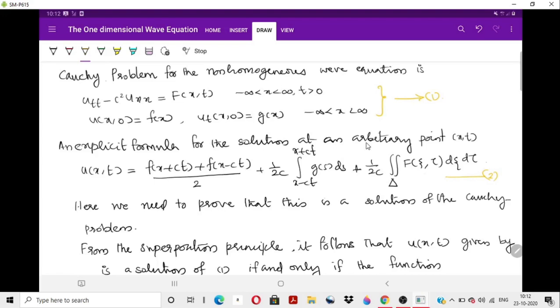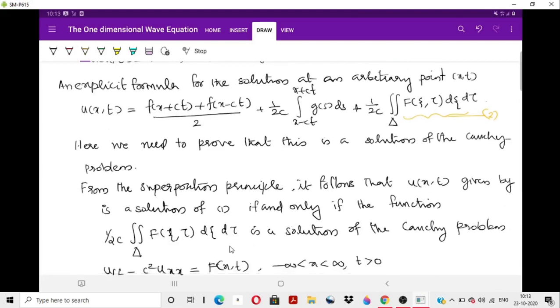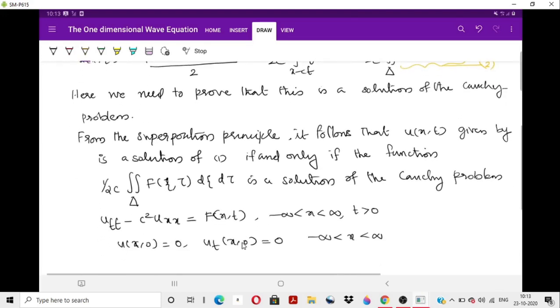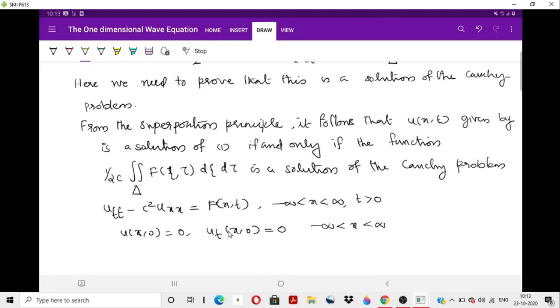Then the solution u(x,t) given by equation number 2 is a solution of the Cauchy problem 1 if and only if this function in equation number 2, containing the double integral, 1/(2c) double integral over Δ of f(θ,τ) dθ dτ, is a solution of the Cauchy problem u_tt minus c squared u_xx equal to f(x,t), where minus infinity less than x less than infinity, t greater than 0, with the initial conditions u(x,0) equal to 0, u_t(x,0) equal to 0. That means with the homogeneous initial data.